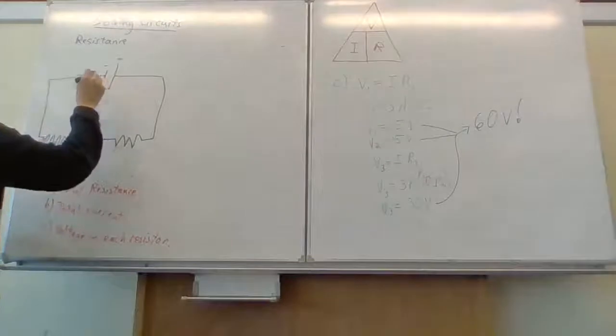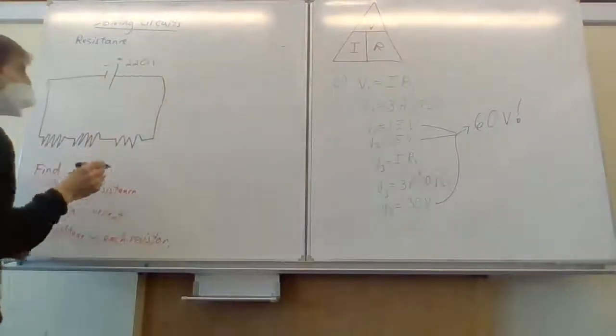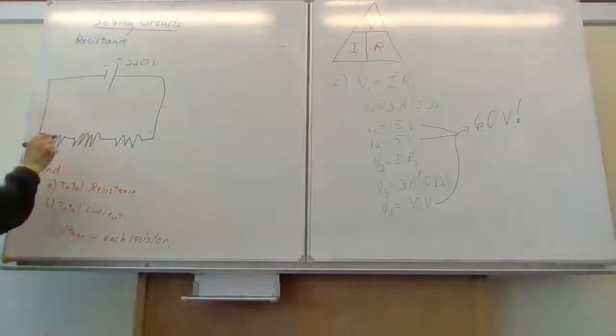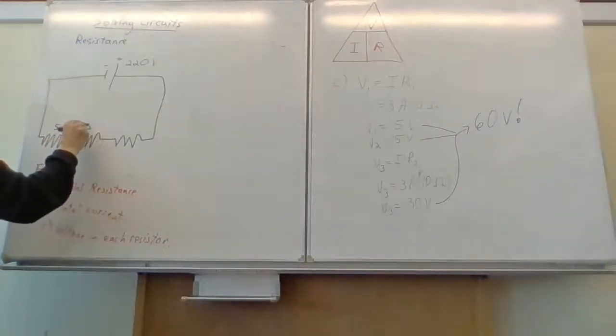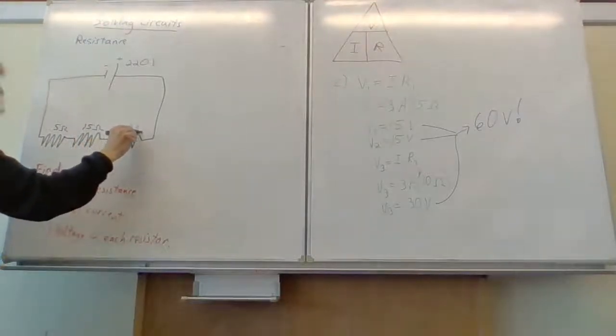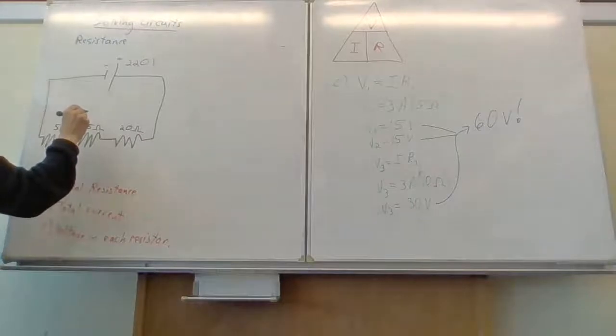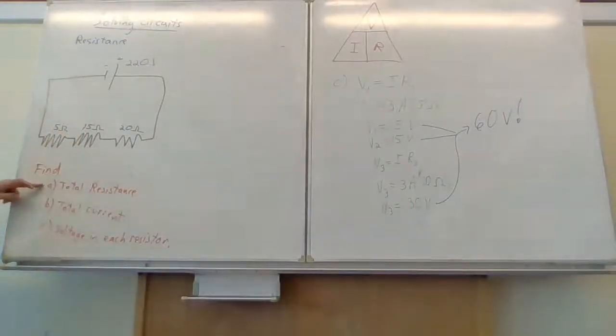And let's make this Germany, we'll make this 220 volts. That's our household voltage in Germany. Let's make these, I don't know, 5 ohms, 15 ohms, 20 ohms. And anything else you need? No, that's all you need. Let's see if you can do it now. So find the total resistance, find the total current, and find the voltage in each resistor.